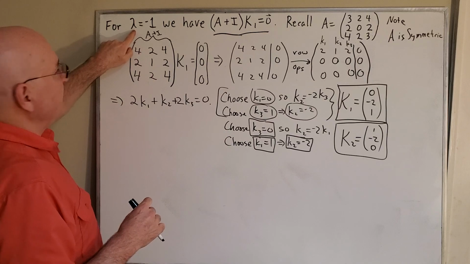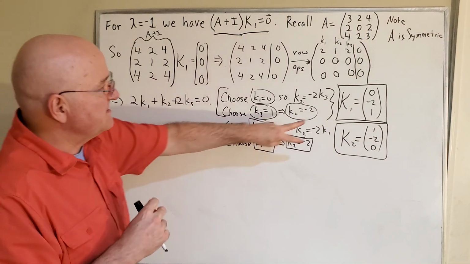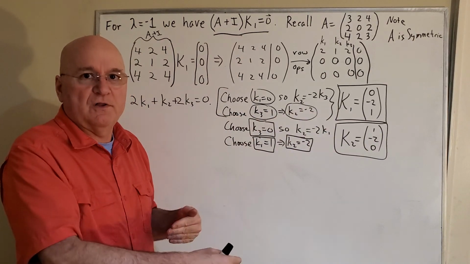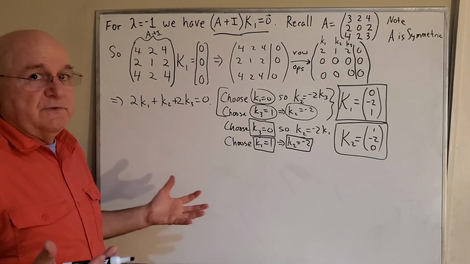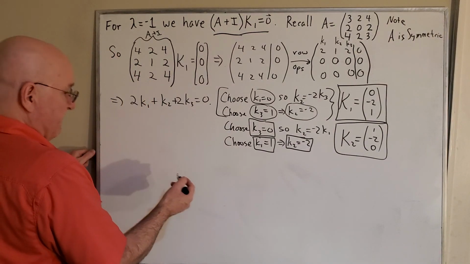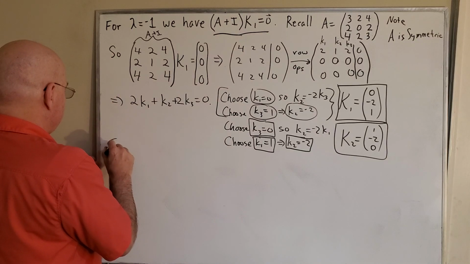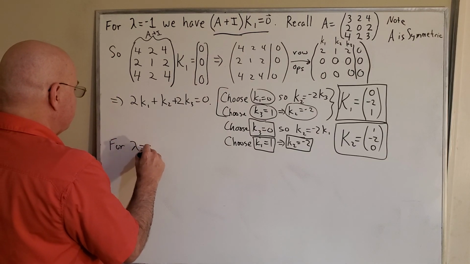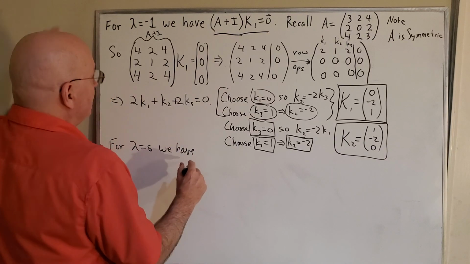So I called it K1 and K2. So I really had a lambda 1 and lambda 2 that were both -1. This is the K1 and K2 that will go along with them. So that's the only difference between this and the previous problem that we had. I'm going to run out of room, so I'm going to say here, for lambda equal 8, what do we have?